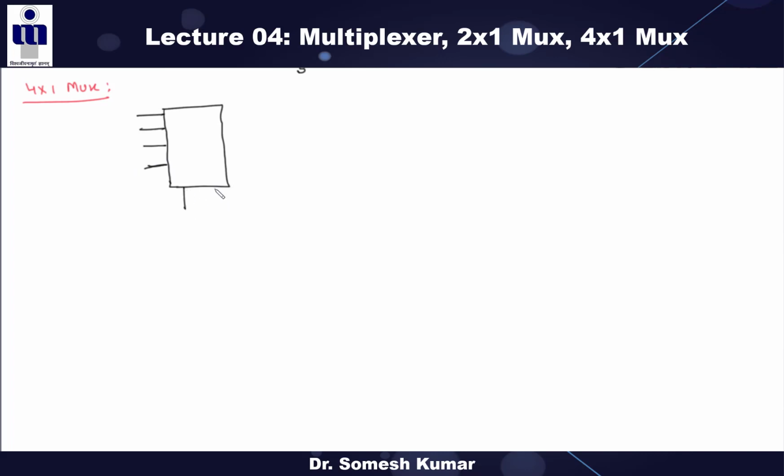So how many select lines are there? If there are 4 inputs, there are 2 select lines, right? So 2 select lines, 2 to power 2, and 4 inputs. So these are your 4 inputs. What are those 4 inputs? I0, I1, I2, I3. And what is the output? One output, right? Now, next is your truth table.